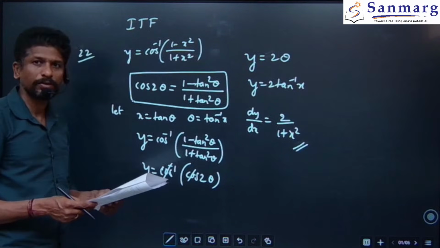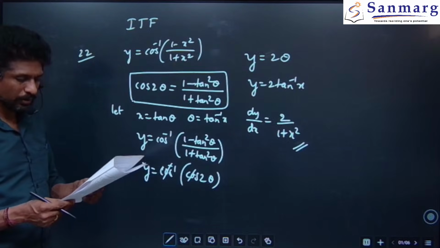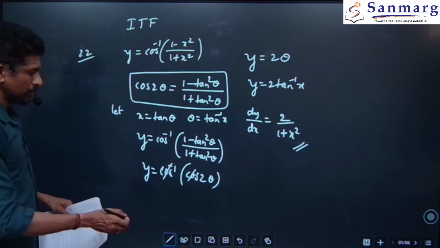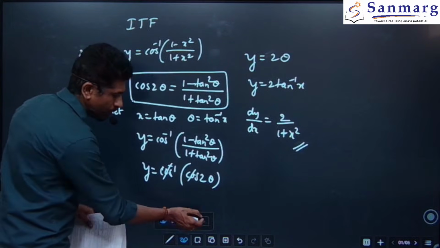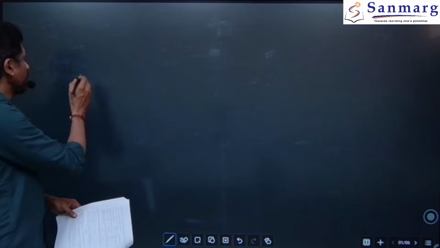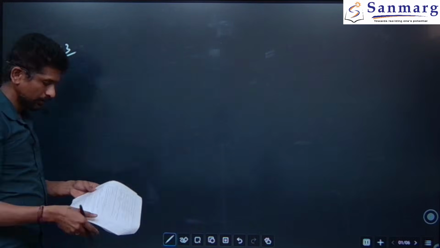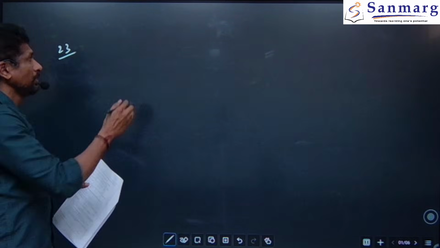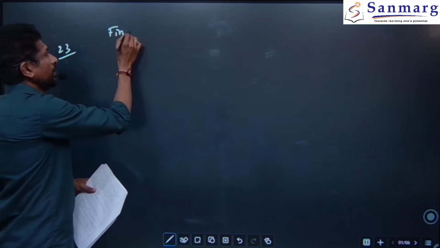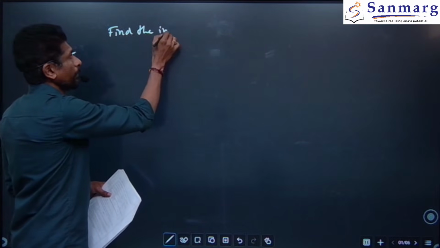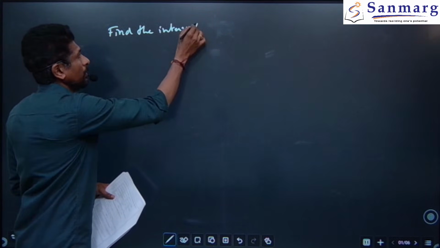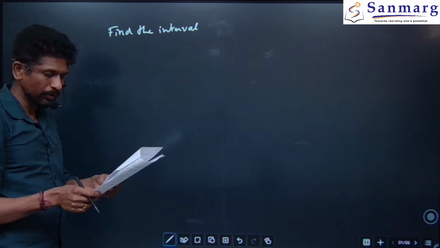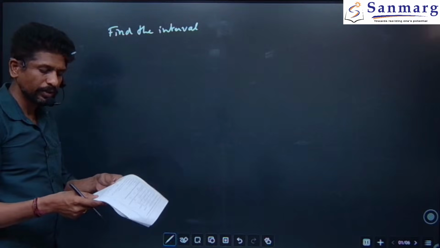As you know, there are 3 applications. One is rate of measure, second one is increasing and decreasing function, third one is maxima and minima. So next I will go with the application of derivative now. Third question means 23 now. In the 23rd question they will ask to find the interval of the function. In the interval itself you have to find out whether the function is increasing or decreasing.